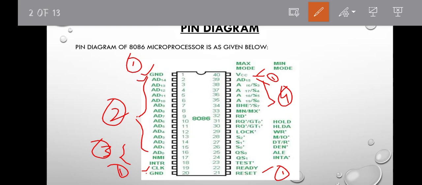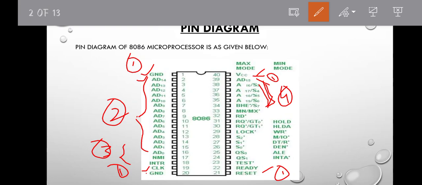Corresponding to that, we also have status pins, the bus status pins. These are S3, S4, S5, S6, S7. They start from S3 and go up to S7, and these are the continuous pins. This is the fourth step.